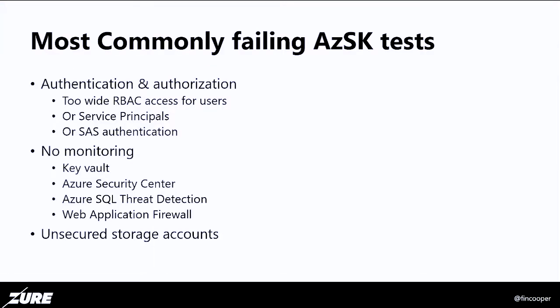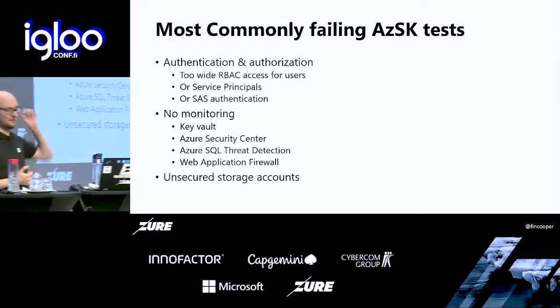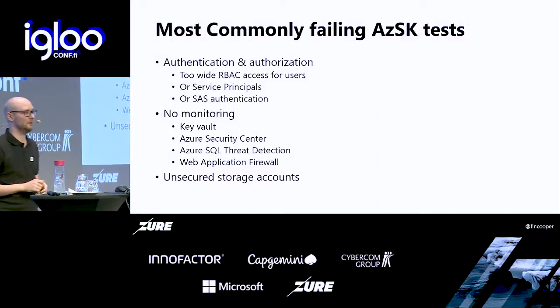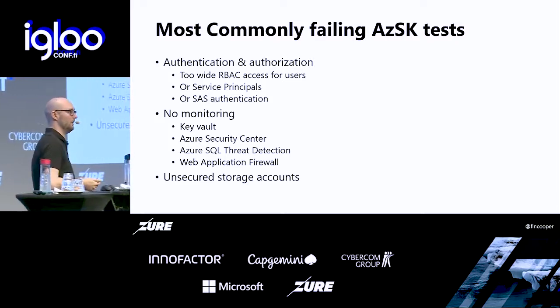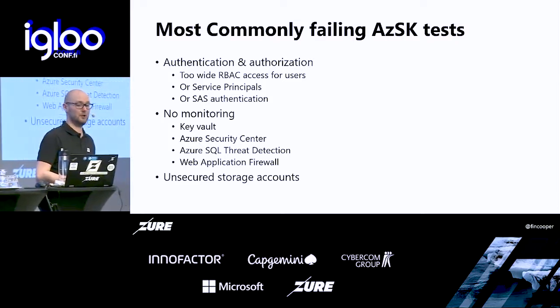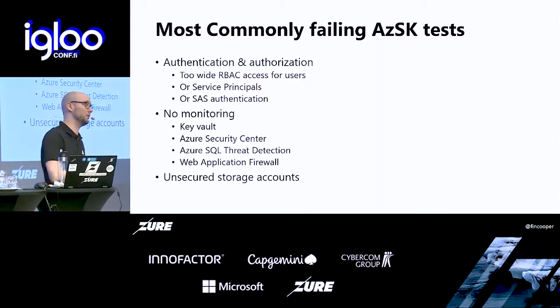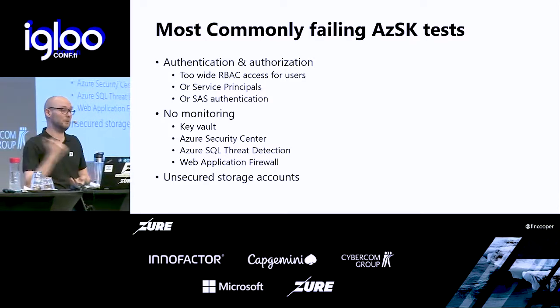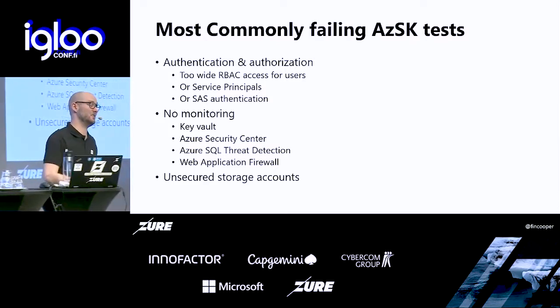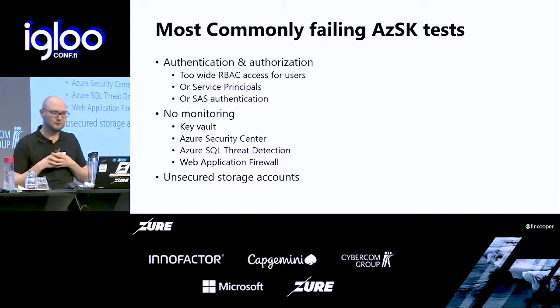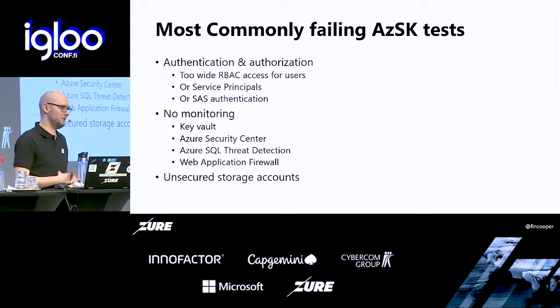All right, and typically, as with those examples I had before, these are the most commonly failing Azure Secure DevOps Kit for Azure tests. A lot of it has to do with authentication and authorization. Again, people making everybody an owner at the subscription level, maybe using their own Gmail identities or live identities. This is something that we have been talking about a lot.